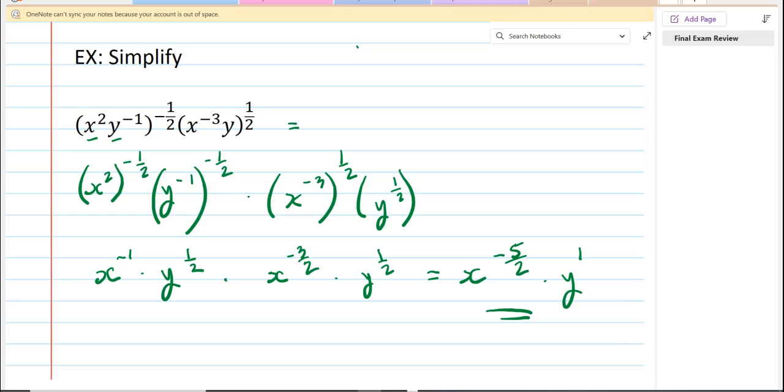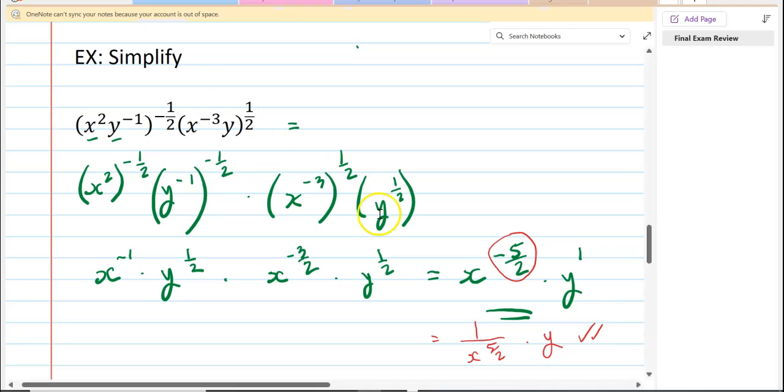Now, one step further you can go ahead and do, you can change this exponent, which is negative, to a positive exponent by using the reciprocal. So reciprocal rule. So 1 over x to the power of 5 over 2, and then times y, or you can just put the y on top and then don't put the 1 in there. So this is leaving your answer with a positive exponent, but the top one right here, that's also an answer, but it's not fully simplified. Excellent. Now let's move on to the next question.